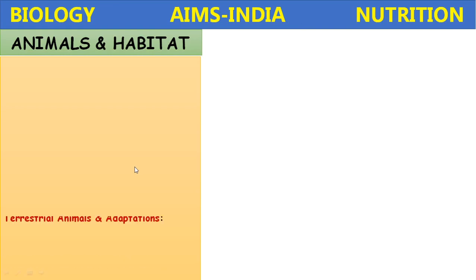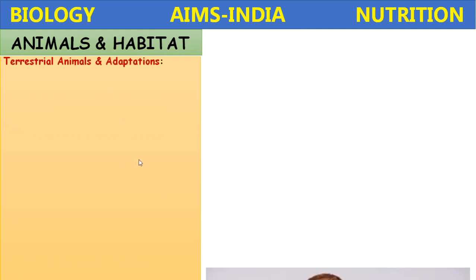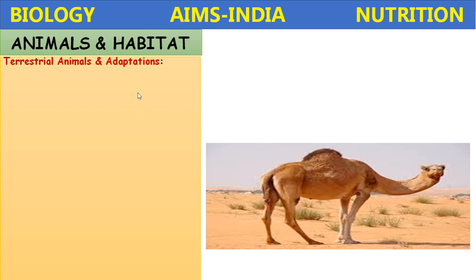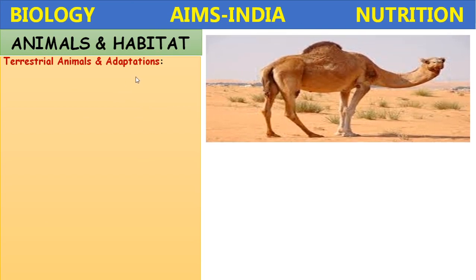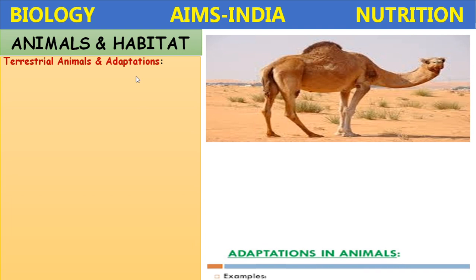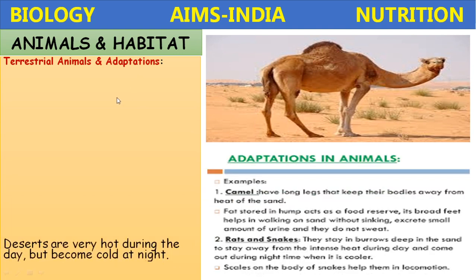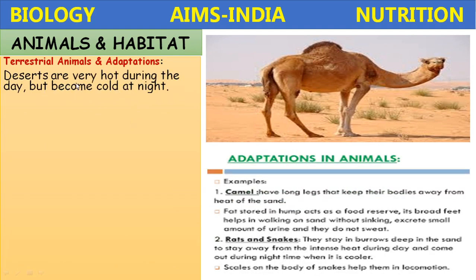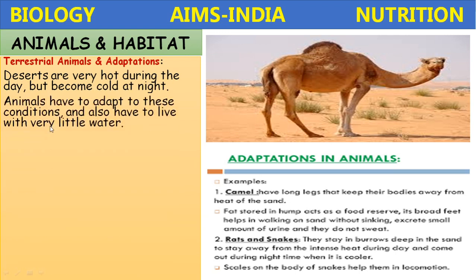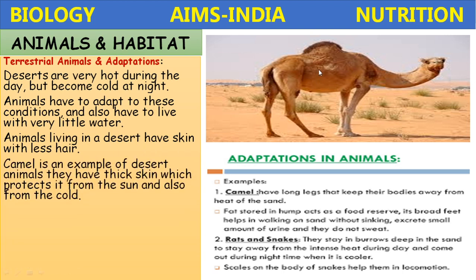Next, some more adaptations in the animals living on land, terrestrial animals. The extreme opposite conditions, hot conditions: adaptations in the animals living in deserts. Deserts are very hot during the day but become cold at night. Animals have to adapt to these conditions and also have to live with very little water. Water scarce conditions. The animals living in a desert have skin with less hair.